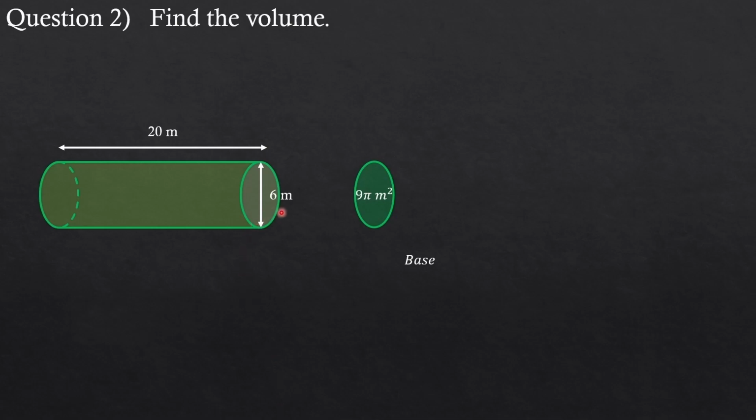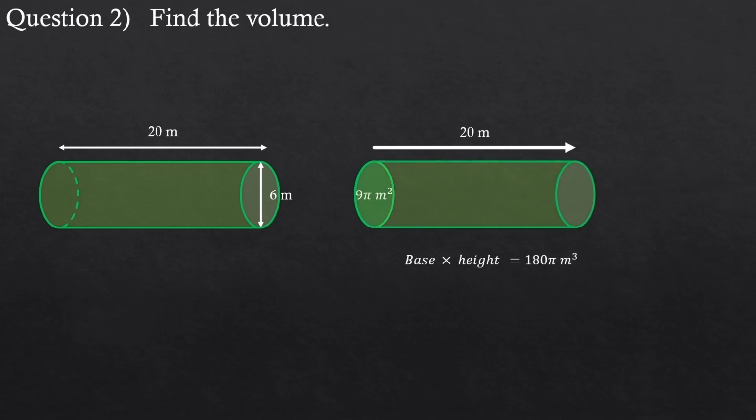Some of you may have been fooled by this number. This is the diameter of the circle, not the radius. So our base area is 9 pi meters squared. And we are stretching this by 20 meters. So the base times height should equal 180 pi meters cubed. So the volume of this pipe is 180 pi meters cubed. I guess that was easy as well.